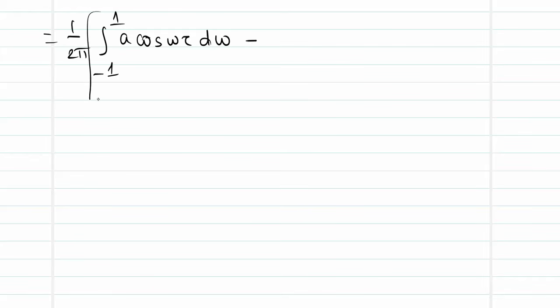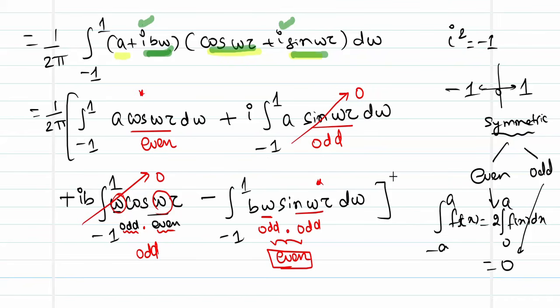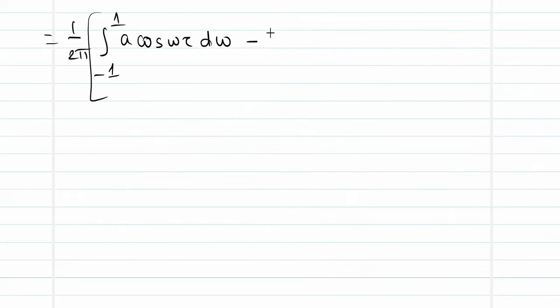So what we have over here is 1 by 2π, the integral from minus 1 to 1. The first term which exists is a cos ωτ dω, and the last term which existed was the integral from minus 1 to 1 of b(ω) sin ωτ dω. 1 by 2π was common to both of them. Now we are ready for integration. So it is 1 by 2π.